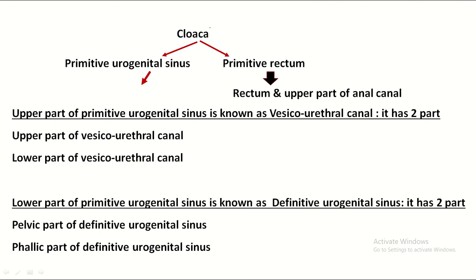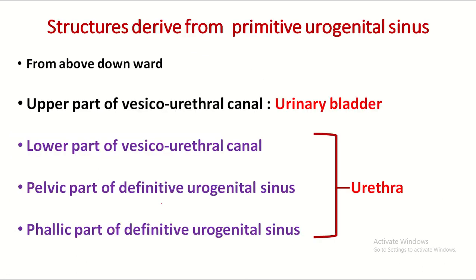So, this is the summary of the cloaca. The cloaca is the part of the hindgut. It is divided into two tubes by the urorectal septum. The primitive rectum forms the rectum and the upper part of the anal canal, and the primitive urogenital sinus forms the vesicourethral canal and the definite urogenital sinus. From above downwards, the upper part of the vesicourethral canal develops into the urinary bladder and the rest of the portion develops into the urethra.